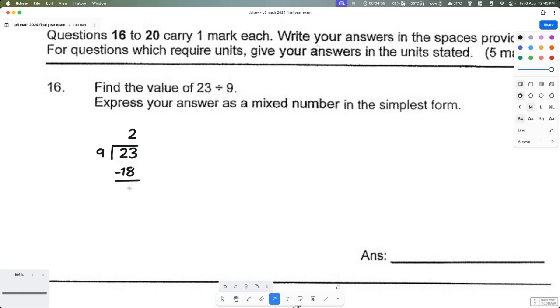So that means your answer for 23 divided by 9 is equal to 2 and 5 over 9. That's what you see over here. All right, there you go. So that's the answer, 2 and 5 over 9. Okay, we can move on to the next question.